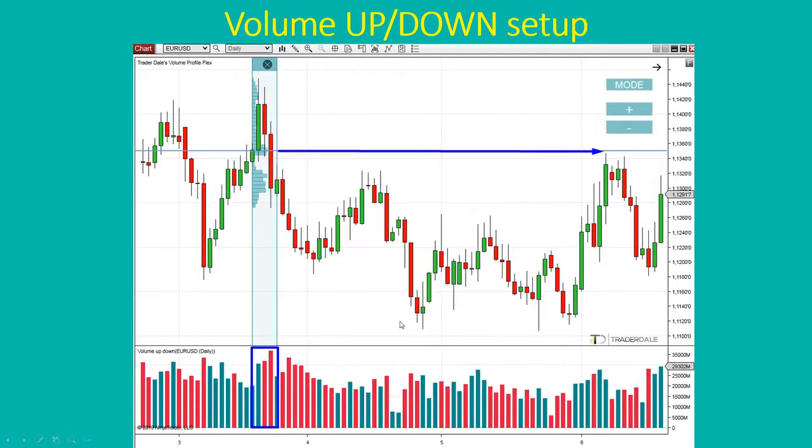Now another example. In here there was a volume peak right there. So you draw the profile over this area.